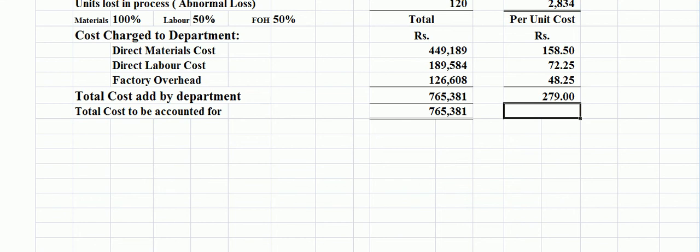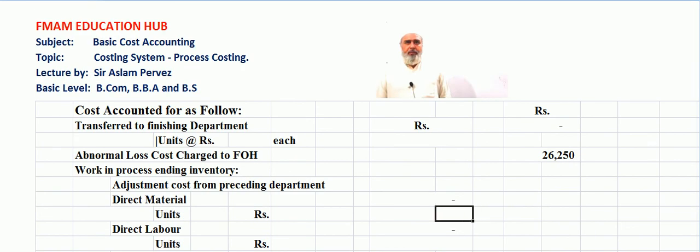Students, now we'll move to the third section, cost accounted for as follows, in which we have to find out the cost of units which are transferred to the second department here.